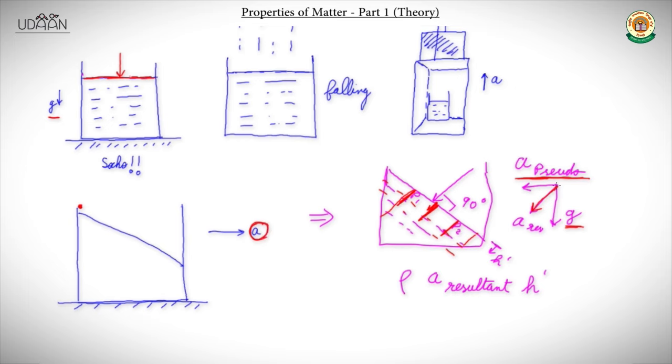Okay. And the force G. This will result in a net force of A resultant. And the pressure between point P1 and P2 would be rho A resultant into H dash, where H dash is the distance from the surface of the fluid to another point in the fluid in the direction of A resultant.